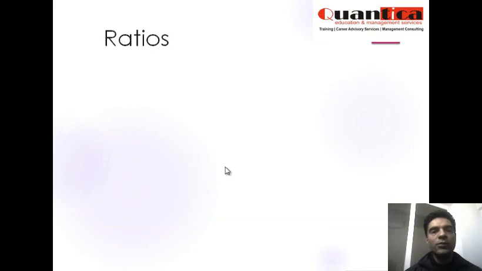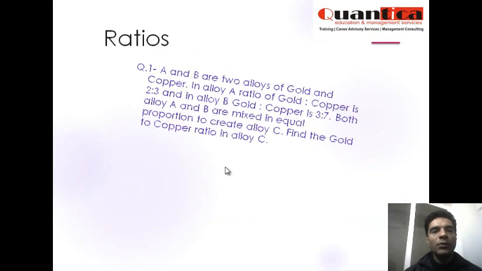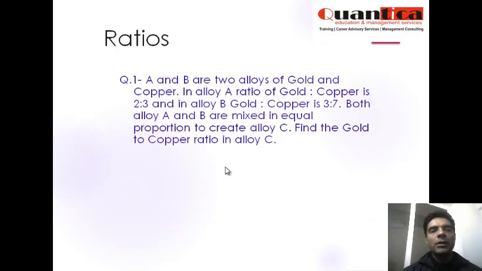So the first question was from ratios. The question goes like this. A and B are two alloys of gold and copper. In alloy A, the ratio of gold to copper is 2:3, and in alloy B, the ratio of gold to copper is 3:7. If both the alloys A and B are mixed in equal proportion to create alloy C, then what is going to be the gold to copper ratio in alloy C which is formed?